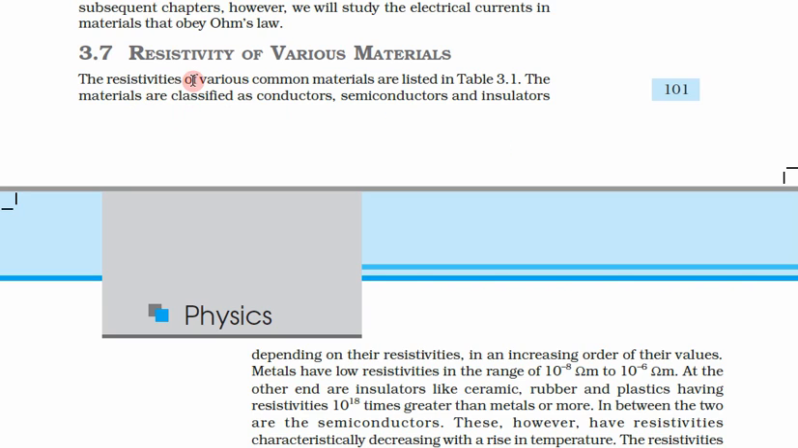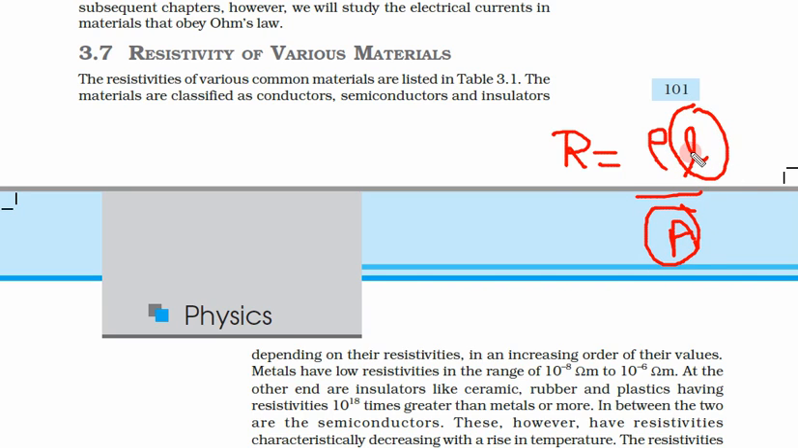Now let us see the resistivity of various materials. As we have seen, resistance is simply rho L by A. So L and A are physical dimensions of the material, hence resistance can be changed by taking a longer wire or one with a smaller cross sectional area. But rho is a material property and it can be changed only by changing the material.